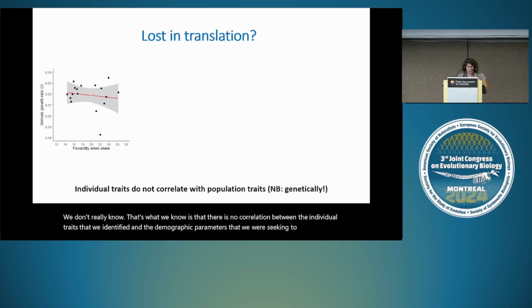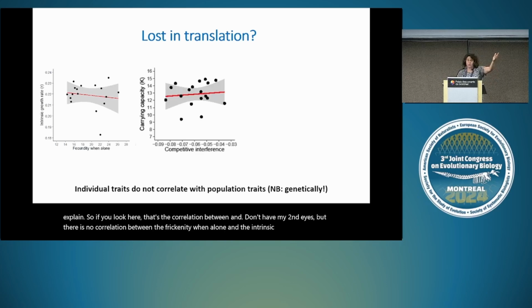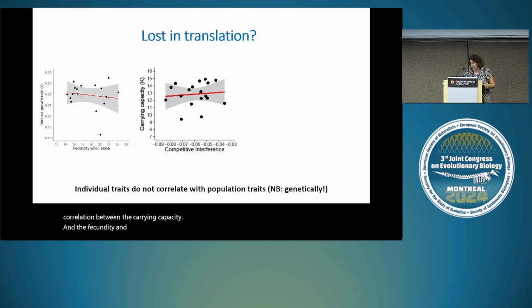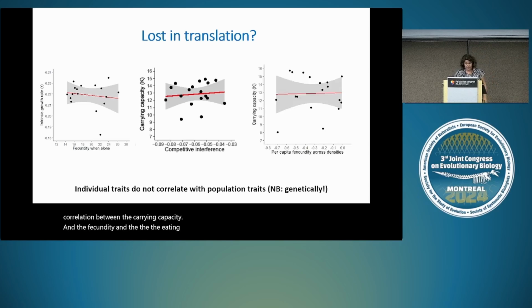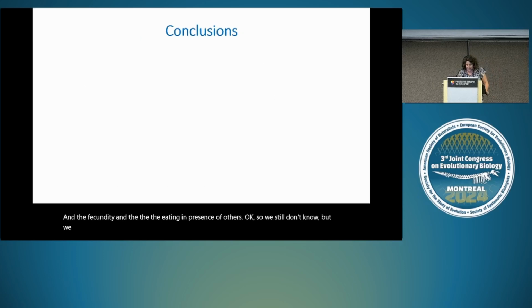If you look here, that's the correlation between... there is no correlation between the fecundity when alone and the intrinsic growth rate, and there is also no correlation between the carrying capacity and the fecundity and the eating in presence of others, okay? So we still don't know, but we will investigate this further, hopefully.